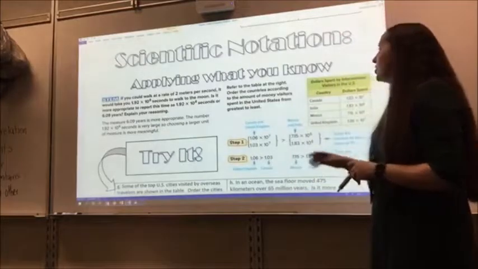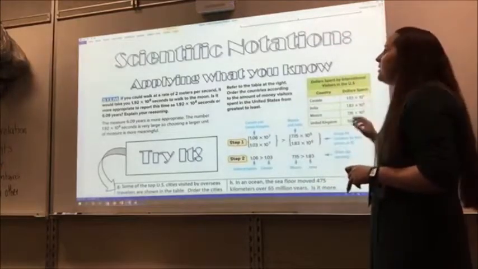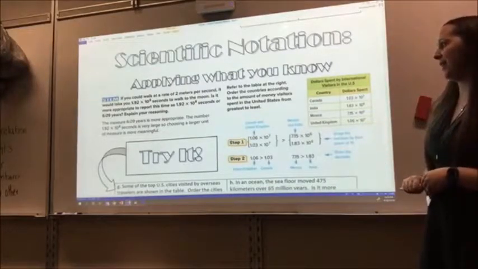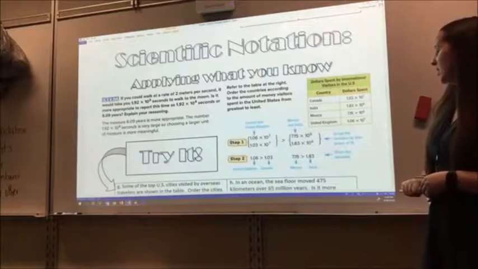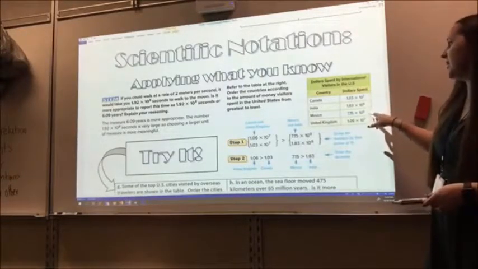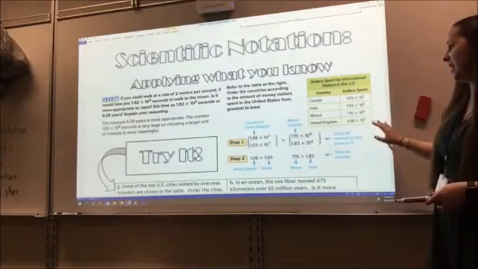All right, so we can refer to the table at the right. Order the countries according to the amount of money visitors spent in the United States from greatest to least. So this is the amount of money that they spent. So I have Canada, India, Mexico, and the United Kingdom.